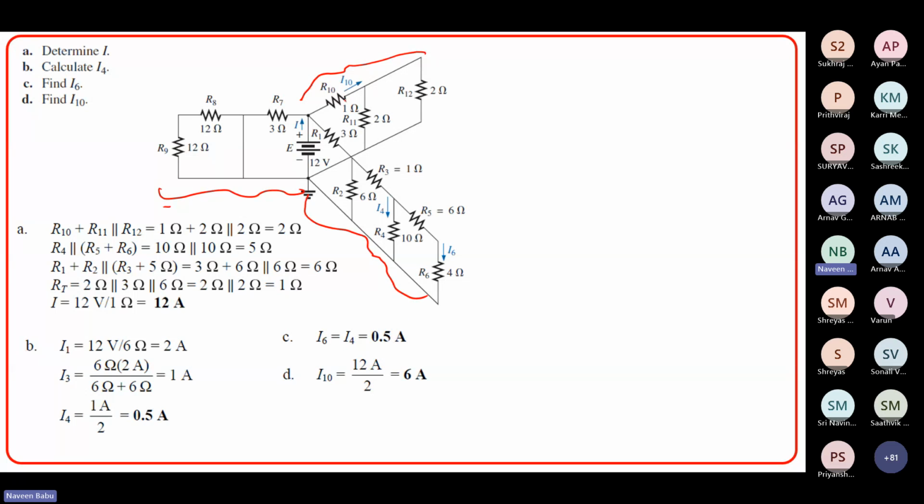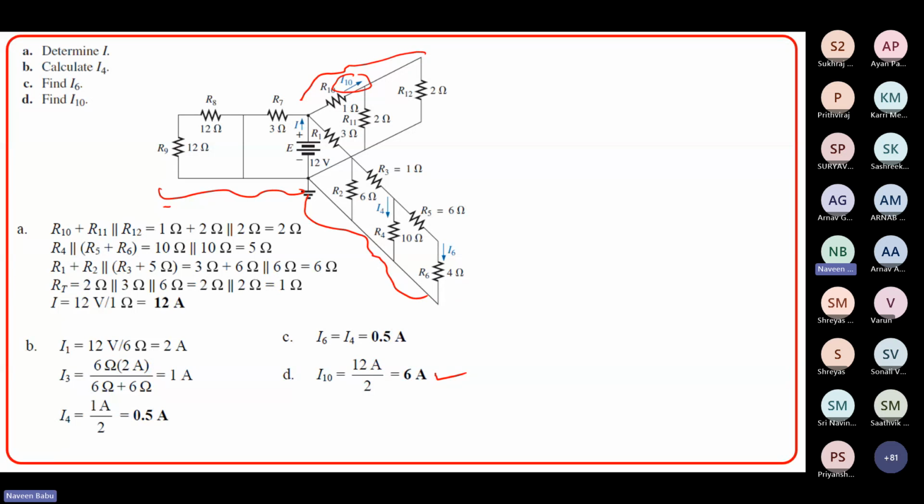As I said, 2 and 2 in parallel give 1 ohm here, and then this 1 ohm and 1 ohm will be in series. So the total current in this particular window will be 12 divided by 1 plus 1, which is 2, which is 6 ampere. So I10 will be 6 ampere, which is calculated.